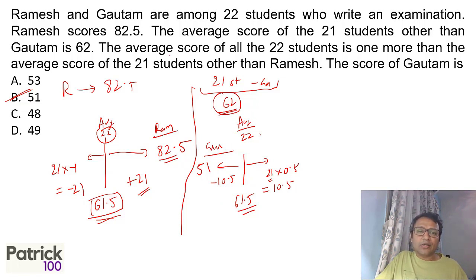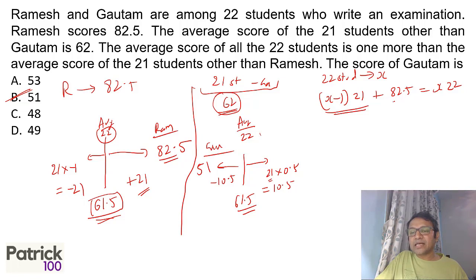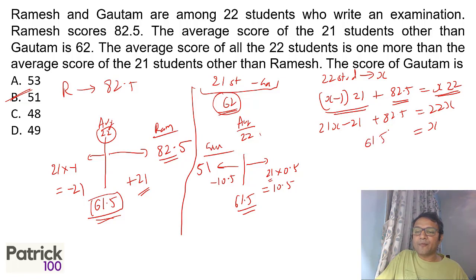You may even solve it. There's no harm in that. So if you look at it, the average score of all 22 students is 1 more than the average score of 21 students other than Ramesh. So let 22 students' average be x. So 21 students apart from Ramesh is x minus 1. So (x minus 1) into 21 students plus Ramesh's score 82.5 gives you the total of all 22, x into 22. This is the 21 students' total plus Ramesh gives you the total of all 22. You can solve this: 21x minus 21 plus 82.5 equal to 22x. So from that x you will get straight away 61.5.